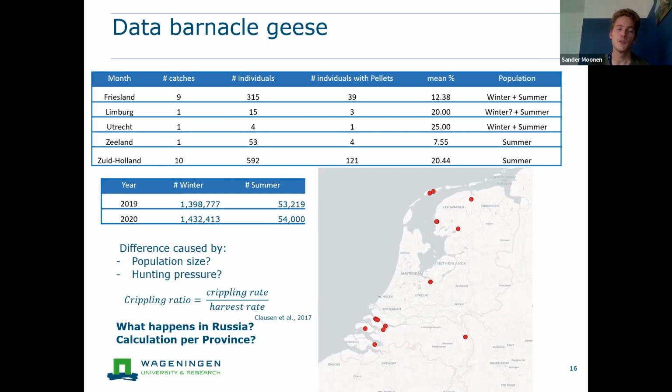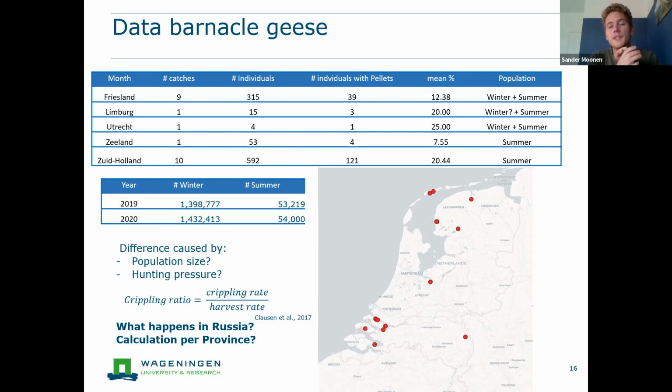And of course, it would be very nice in this case to calculate the crippling ratio, which was very nicely explained by Kevin. However, as he also explained, it's very difficult if you don't have all the numbers. And of course, for the winter population, we do not know what happens in, for example, a country like Russia. And also in the Netherlands, we are not sure on all the numbers. We have quite some numbers, but it would be very good to have the most accurate numbers.